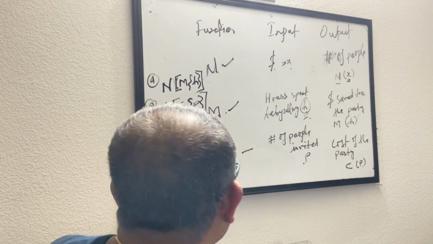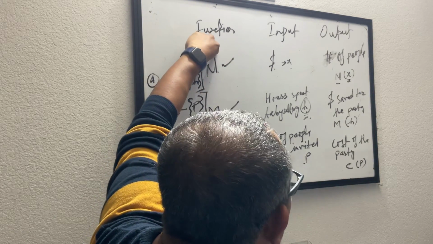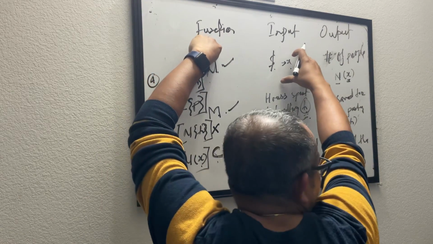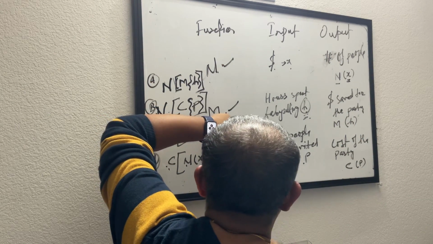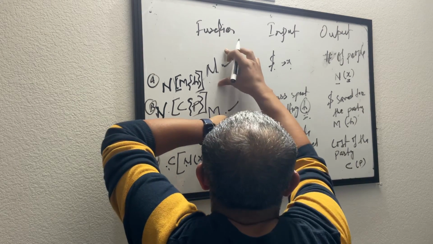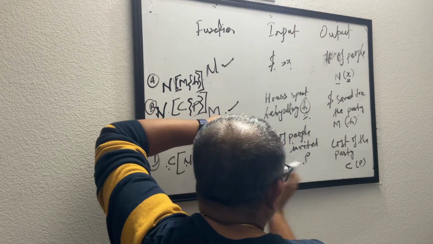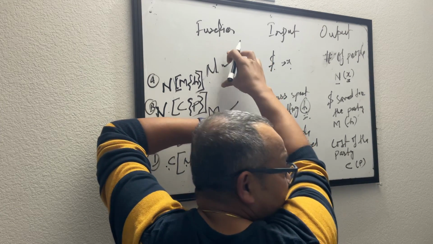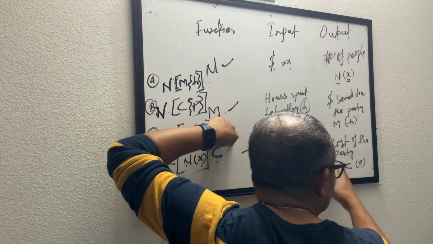Okay. Now let's look at the next one. Now this is the number of people invited based on how much money I have. That is understood. This one says based on how many people are invited, this is the cost. So this one tells me how many people, and this says for every person there is a cost. So get the number of people, multiply that with the cost per person, you get the total cost of the party.